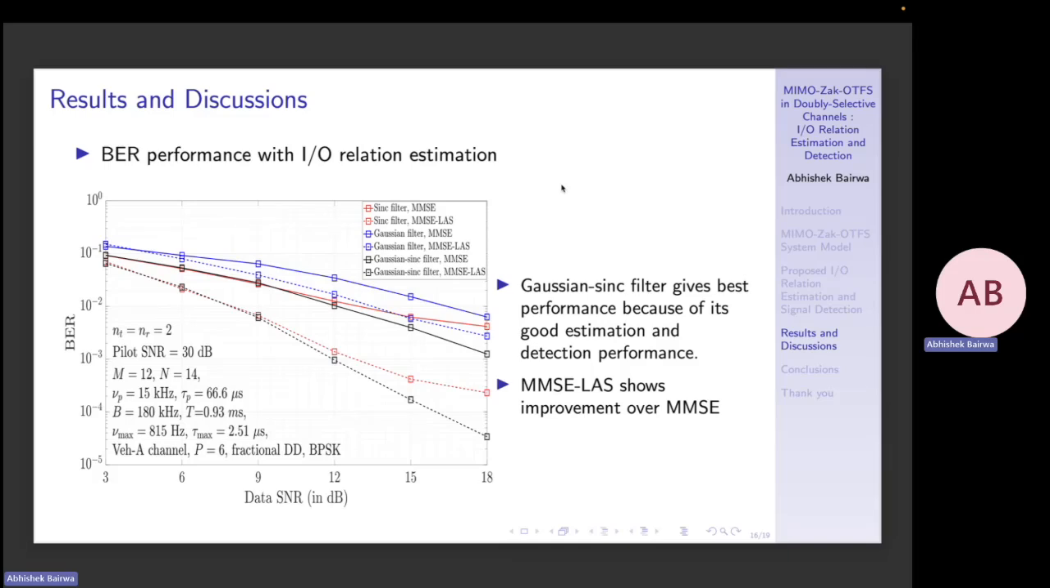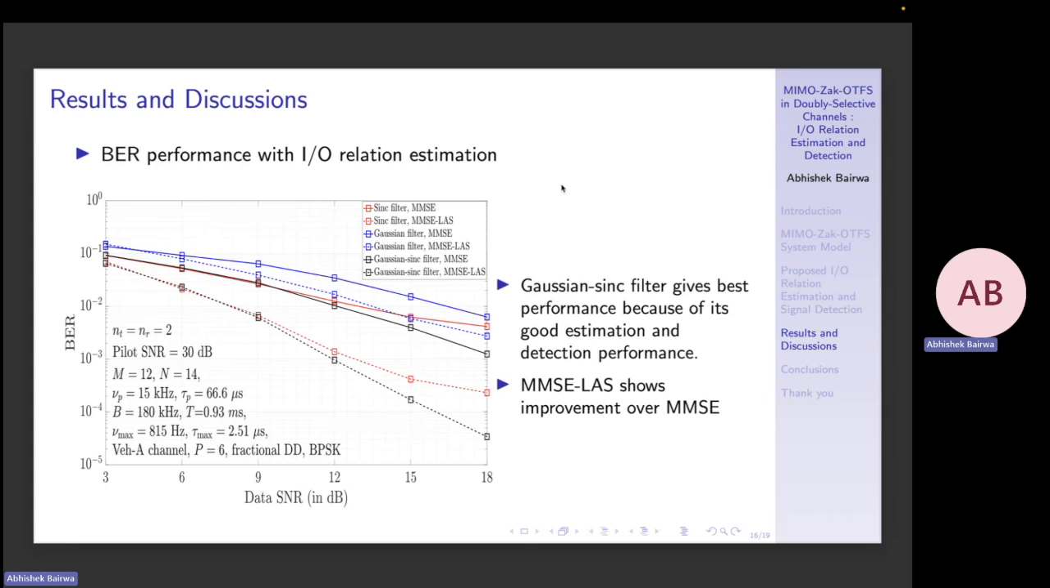This is the BER performance with IO relation estimation. Here we don't assume that we have H effective MIMO, but we estimate it using our proposed IO relation estimation scheme. And then we compare the performance of three different filters, sinc, Gaussian, and Gaussian-sinc, and we use two algorithms, MMSE and MMSE-LESS. Here it can be seen that the Gaussian-sinc filter gives the best performance among the three. That is because it has good estimation performance as well as good detection performance.